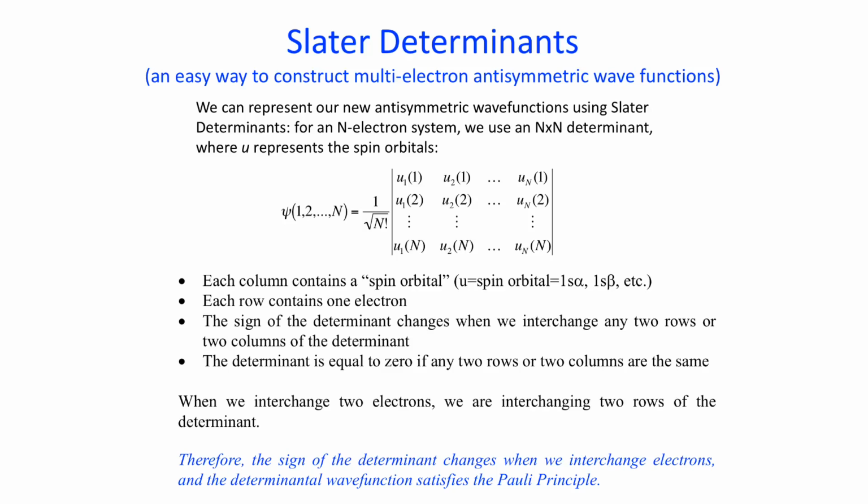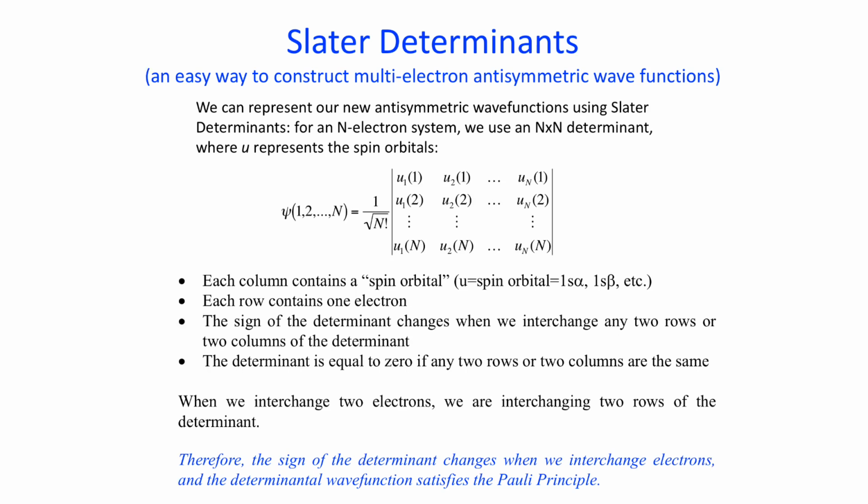Hi there, this video is just a quick overview of how we use Slater determinants as an easy way to construct multi-electron anti-symmetric wave functions. So we saw in class that one of the requirements for us to have an acceptable wave function for a system is that we need to have what we call an anti-symmetric wave function. That stems from our Pauli principle.